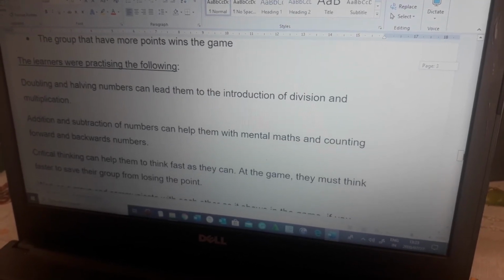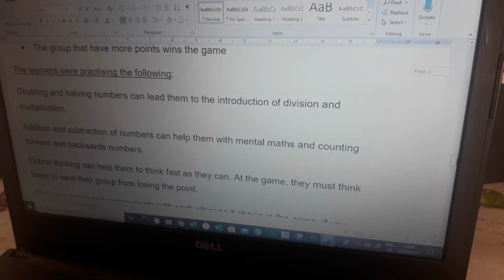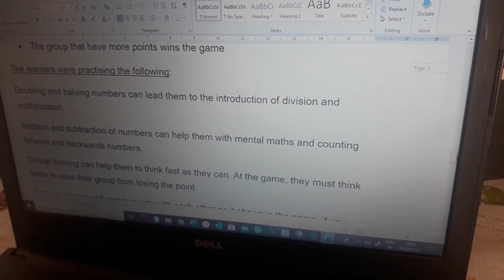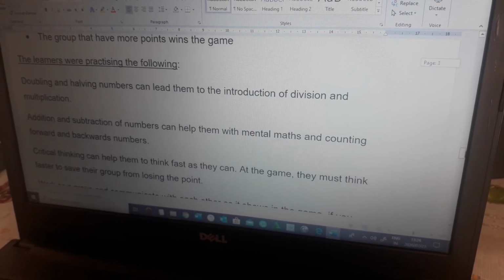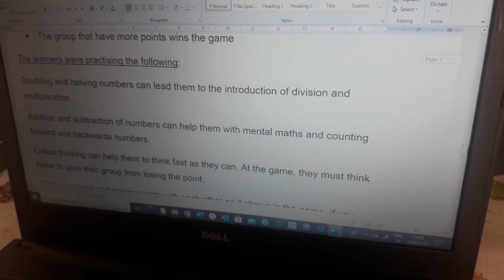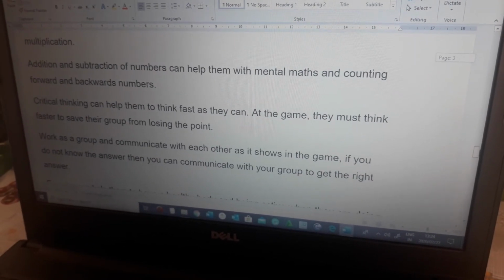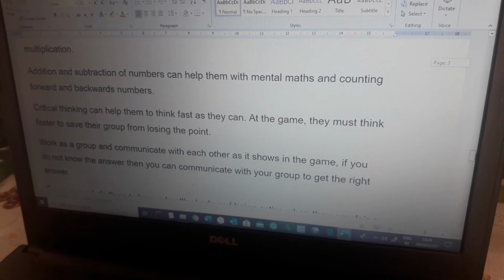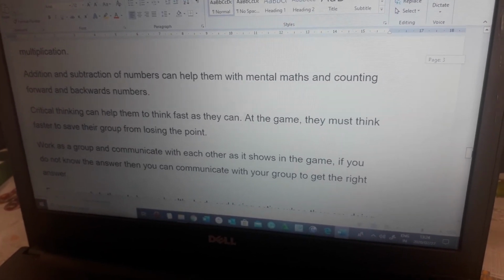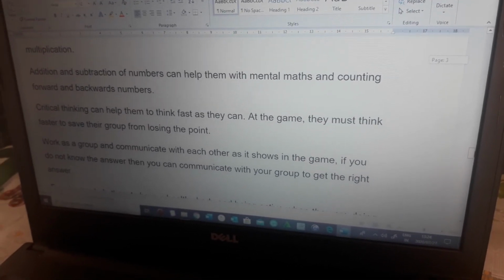Learners were practicing the following. Doubling and halving numbers can lead them to the introduction of division and multiplication. Addition and subtraction of numbers can help them with mental maths and counting forwards and backwards numbers. Critical thinking can help them to think as fast as they can. In the game, they must think faster to save their group from losing the point.